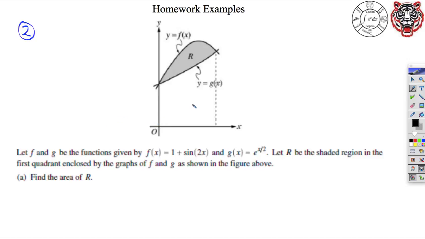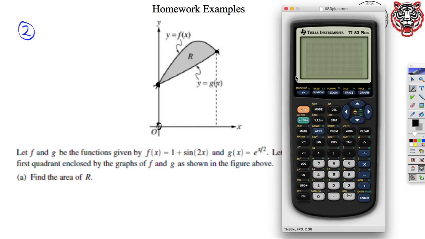The first thing that we need to do is figure out what the bounds of our integral will be. We know the bound will be between that point and that point. We know the first x-coordinate is just going to be 0, but we don't know this one. So we're going to have to use our calculators and find that intersection point. Here we go.